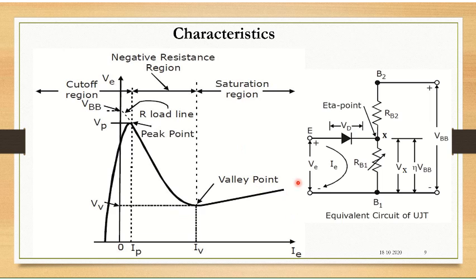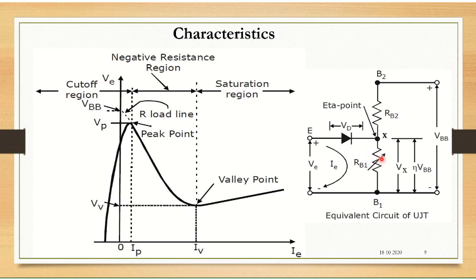So let's see what happens the moment the emitter voltage is equal to VP. From the emitter, which is highly doped P region, the holes are injected into the RB1 region. Okay, the holes are injected.